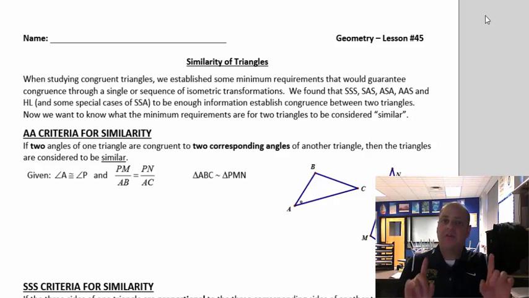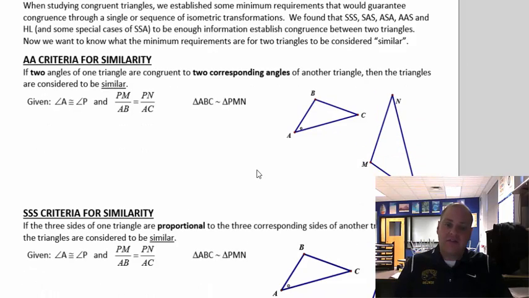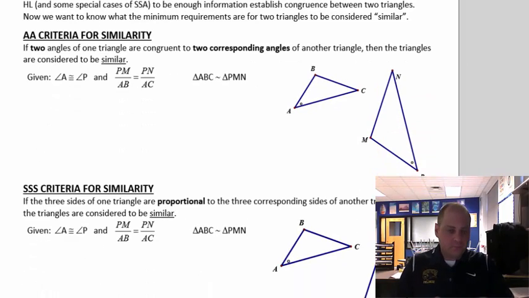Same shape, different size. Remember, for similarity, the sides need to be in proportion and the angle measures remain the same. Now, do we need to know that all the angles are the same? Well, not necessarily, because if you think about it, this AA criteria, that's angle, angle. It turns out that angle, angle is enough. You don't need angle, angle, angle. You don't need angle, angle, side like we do for congruency. You just need angle, angle for similarity, and here's why.